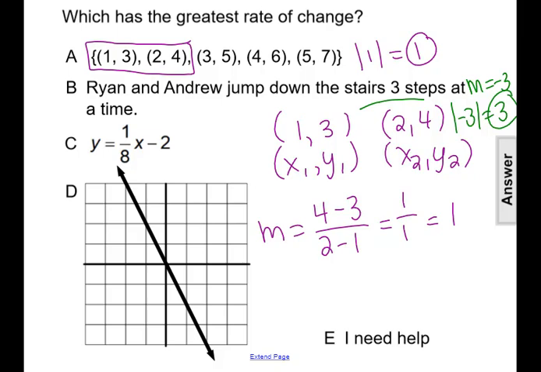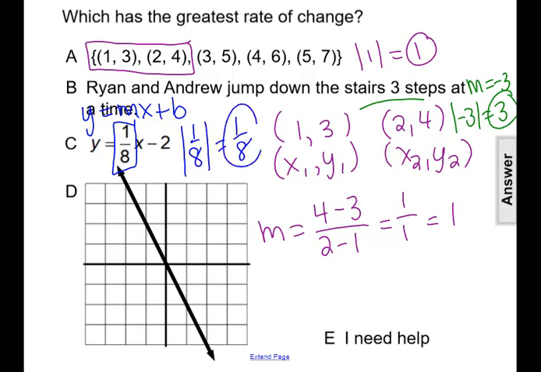The third function, function C, is written as an equation, and it's actually in the form of slope-intercept form, y equals mx plus b. And when an equation is written in this form, we can see the slope right away as the coefficient of x. Since the coefficient of x is 1/8, that's the slope of C, and the absolute value of 1/8 is 1/8. So that's the number representing function C.